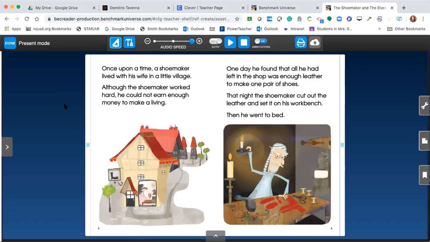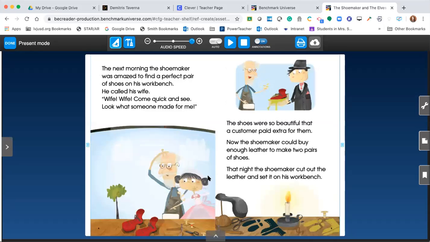Once upon a time, a shoemaker lived with his wife in a little village. Although the shoemaker worked hard, he could not earn enough money to make a living. One day, he found that all he had left in the shop was enough leather to make one pair of shoes. That night, the shoemaker cut out the leather and set it on his workbench. Then he went to bed. The next morning, the shoemaker was amazed to find a perfect pair of shoes on his workbench. He called his wife. "Wife, wife, come quick and see. Look what someone made for me."